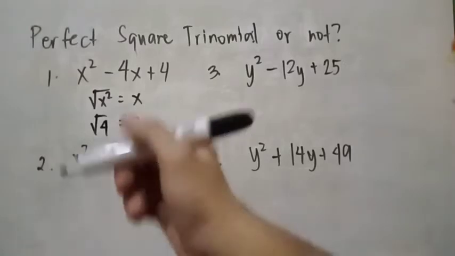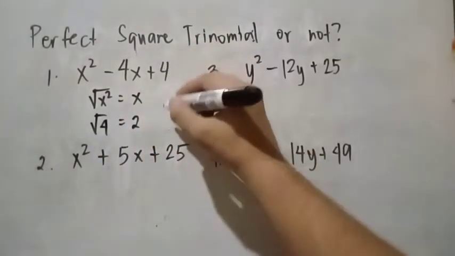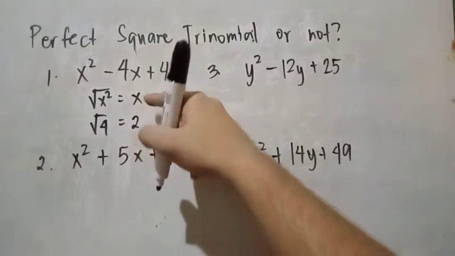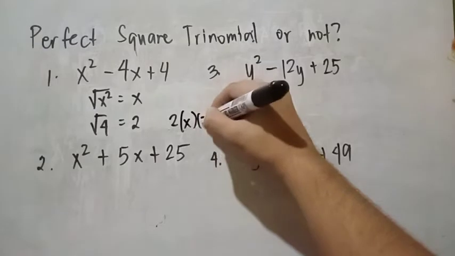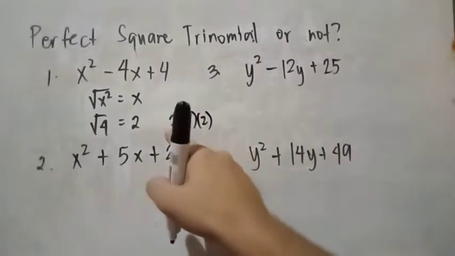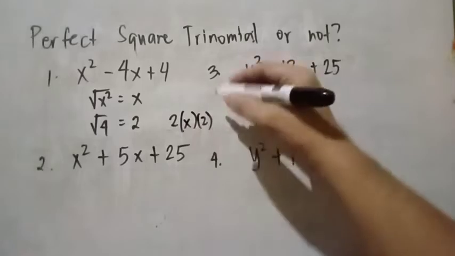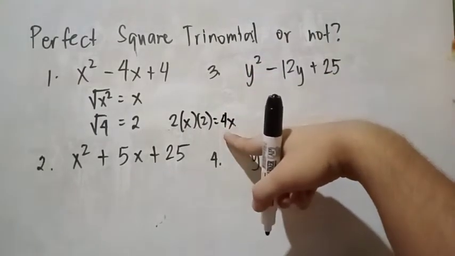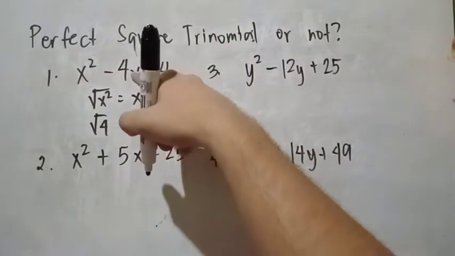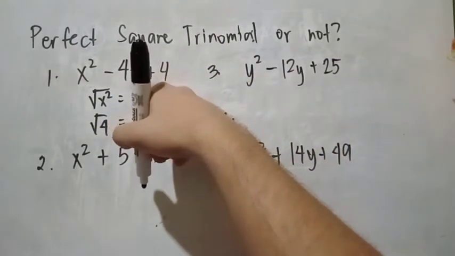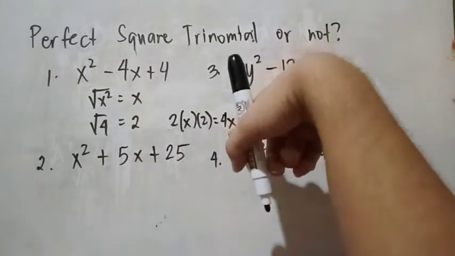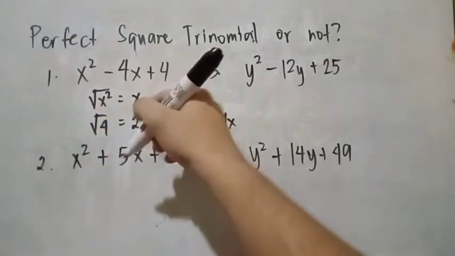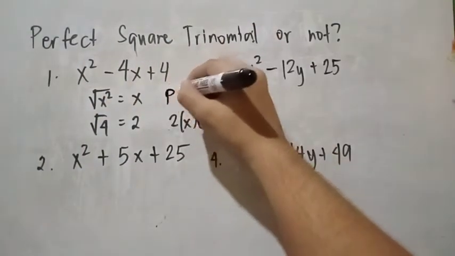Tapos, ang susunod na gagawin is imumultiply natin yung 2 sa product ng dalawang terms, which are x and 2. And then imumultiply natin, di ba? So, we have 2 times x and then times 2, which is 4x. And itong product na 4x is nag-match dito sa middle term ng given expression. Therefore, dahil nag-match itong 4x dito, we can say that x squared minus 4x plus 4 is a perfect square trinomial.